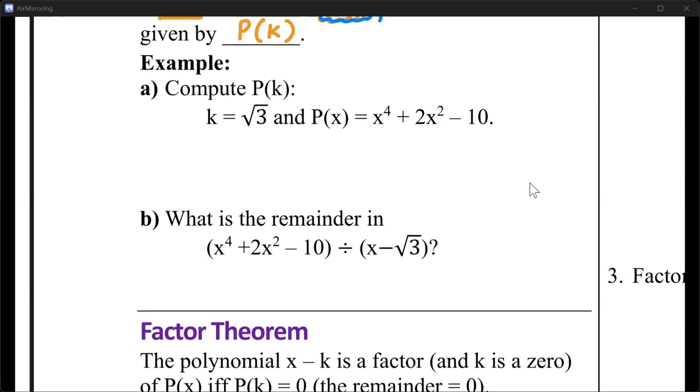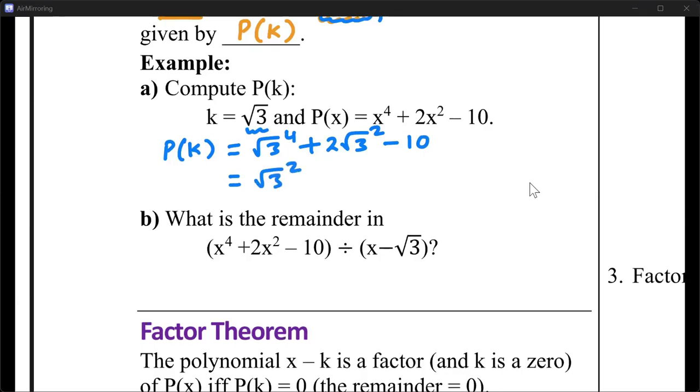Suppose the polynomial is that and the value of k is square root of 3. Let us first compute p of k. So it will be root 3 to the power 4 plus 2 times root 3 squared minus 10. Now, root 3 to the power 4 can be written as root 3 squared, squared, by the laws of exponents. And in root 3 squared, the root and the square will cancel. So you get 2 times 3 minus 10.